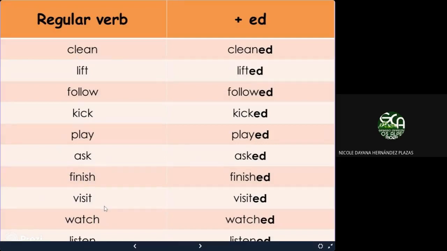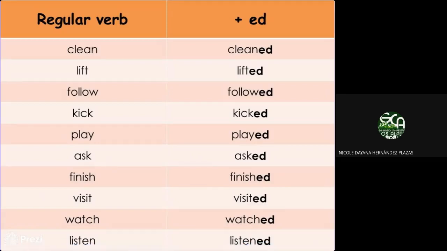Finish. What is the meaning of finish? Easy peasy. Terminar. The pronunciation. And in the case of the past form, it is finished. Okay? How do you know when it sounds and when it doesn't?